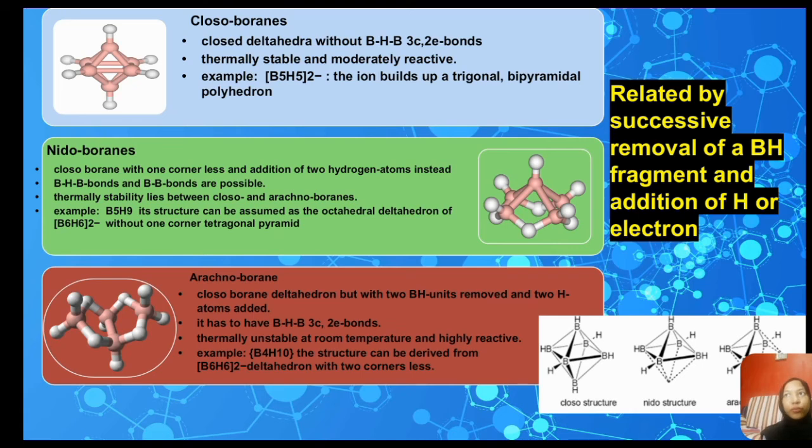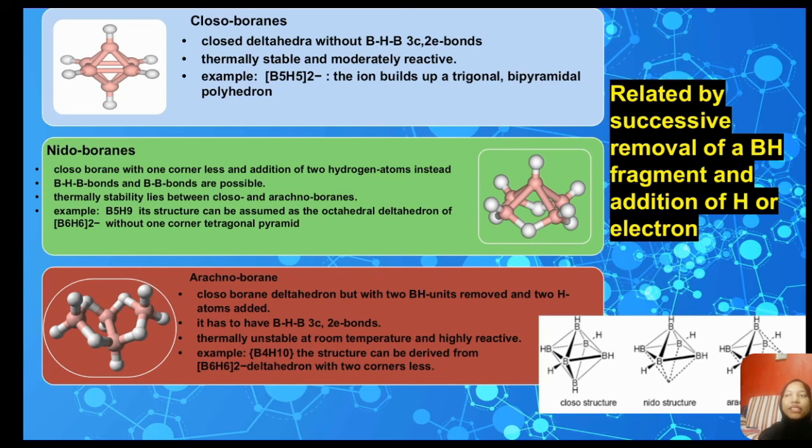So first of all is closoborane. It's a closed deltahedron without BHB 3c-2e bonds, thermally stable and moderately reactive. An example is B5H5, whose ion builds up a trigonal bipyramidal polyhedron like the picture. And next is nidoborane, which is closoborane with one corner less and an addition of 2 hydrogen atoms instead. BHB bonds and BB bonds are possible. Thermal stability lies between closo and arachnoboranes, and an example is B5H9, whose structure can be assumed as an octahedral deltahedron with one corner missing, a tetragonal pyramid.